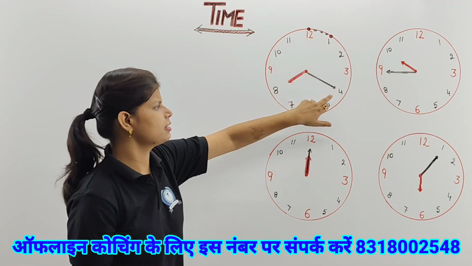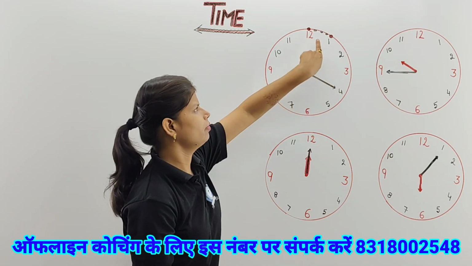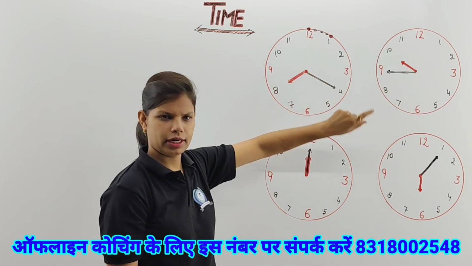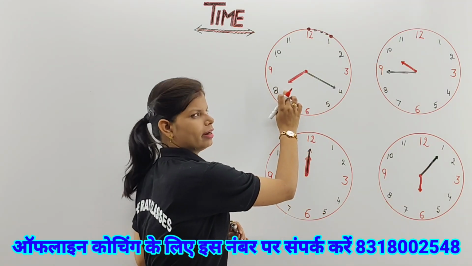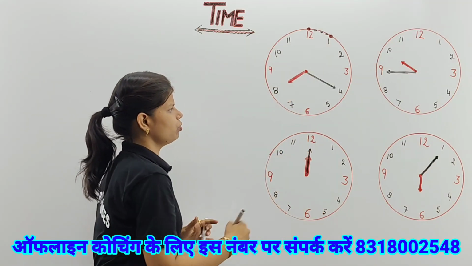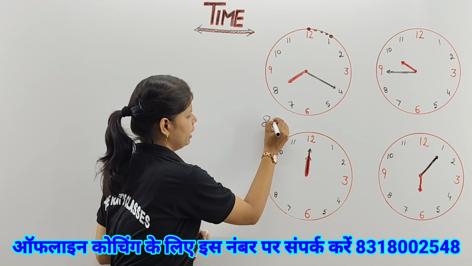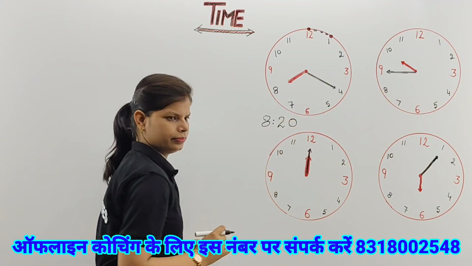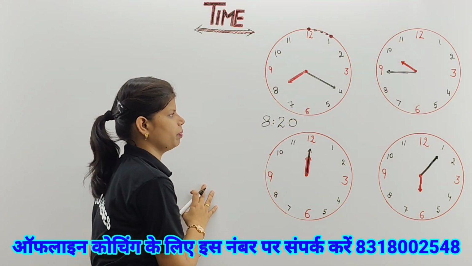It will be at 8. The difference between 12 to 1 is 5 minutes. 1 to 2 is your 5 minutes. 5, 5, 10, 15, 20. Understood? So we are having 20 minutes and this smaller hand will be at 8. So what I am going to write is, this first clock is being written as 8:20. Clear? This is just the way to represent.